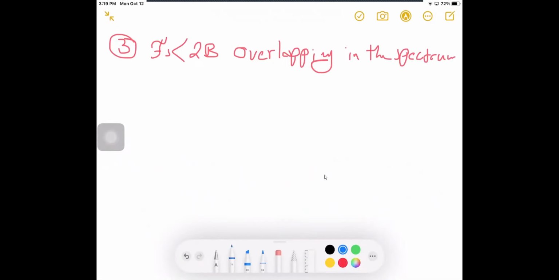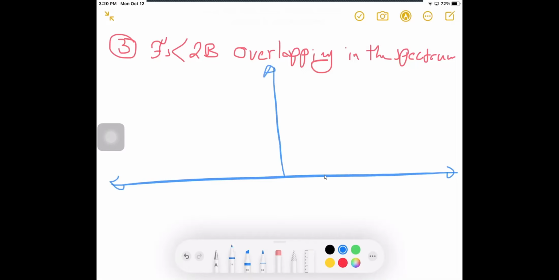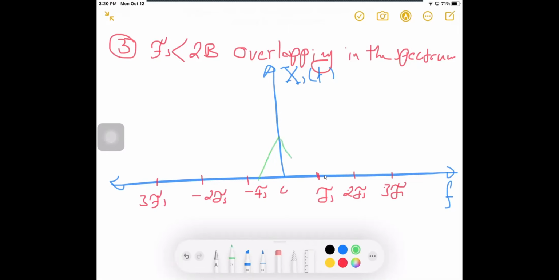Look at the spectrum for the sampled signal Xs of f, and this one is f. Again, here we have fs, 2fs, 3fs, minus fs, minus 2fs, and minus 3fs. Okay, this will be the 0. Again, I'm going to draw the spectrum.